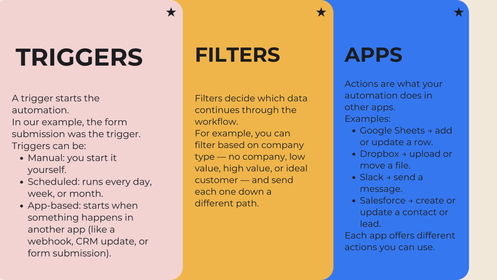3. Actions, apps. Actions are what your automation does in other apps. Examples: Google Sheets add or update a row, Dropbox upload or move a file, Slack send a message, Salesforce create or update a contact or lead. Each app offers different actions you can use.